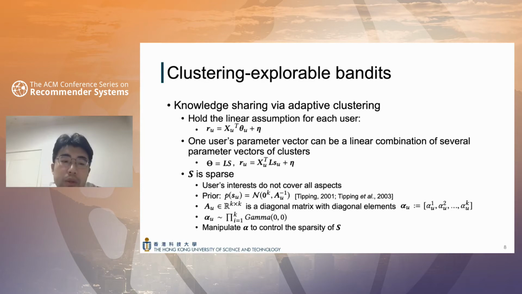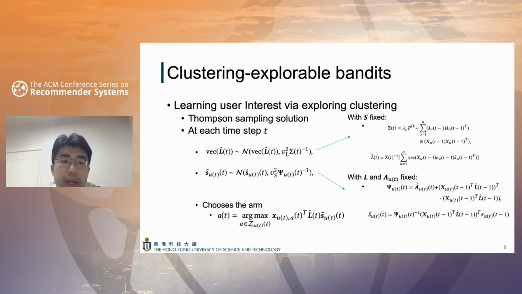Also, we assume S is sparse, which means users' interests do not cover all the interest aspects. And the sparsity of S can be achieved by adding extra priors on S. And the second part of the approach is learning user interests via exploring clustering. We follow the Thompson sampling solution, linear Thompson sampling, to specify the adaptive clustering with exploration.